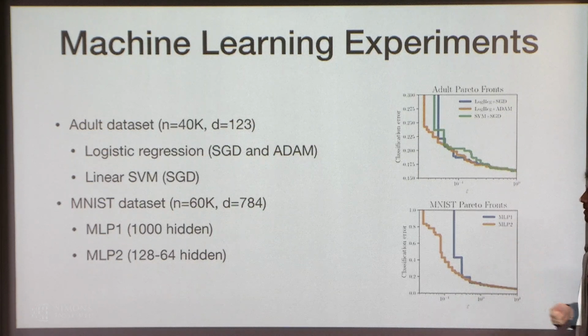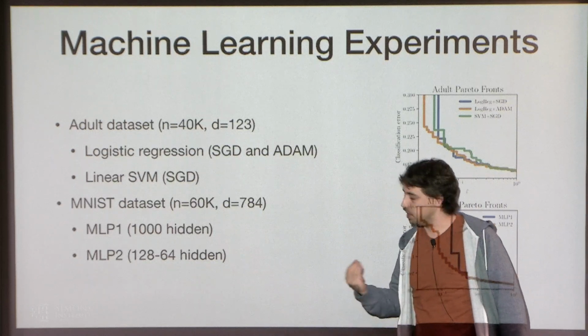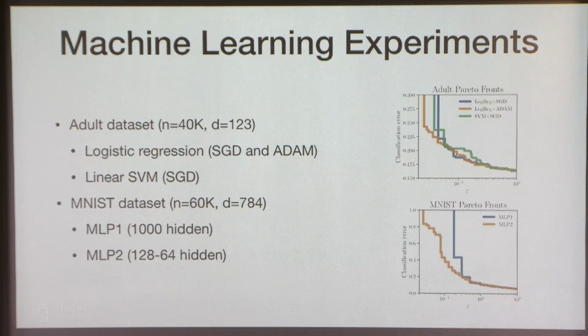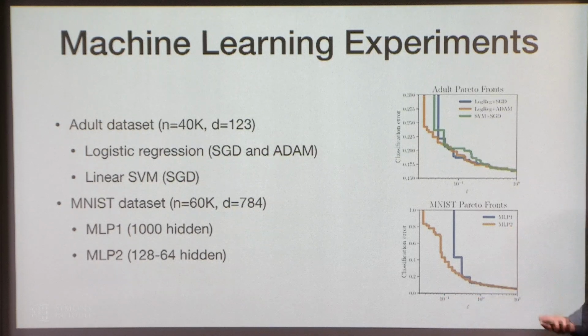For the MNIST data set, we tried just stochastic gradient descent on two different deep learning architectures. They're not very deep. One is a multi-layer perceptron with one hidden layer with 1,000 units, and the other has two hidden layers, one with 128 units and the other 64. And this is the plot that I showed you at the beginning, which seems to say that if you are in the high privacy regime, epsilon more than 1, both architectures seem to be doing the same. But as you move closer to, say, epsilon 0.1, the architecture that has fewer hidden units is actually doing better than the architecture that might be too big for this problem.